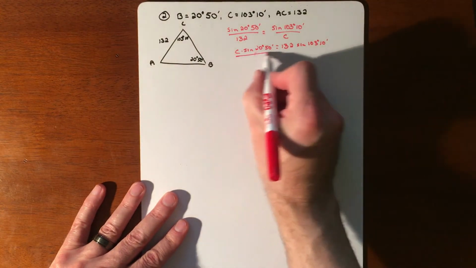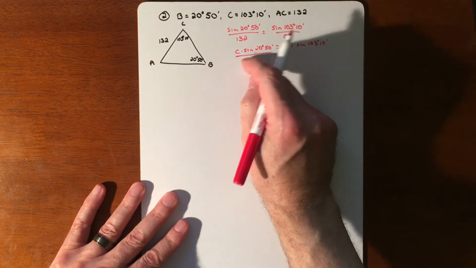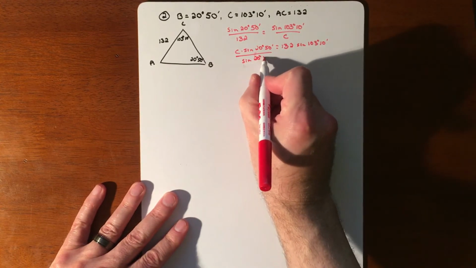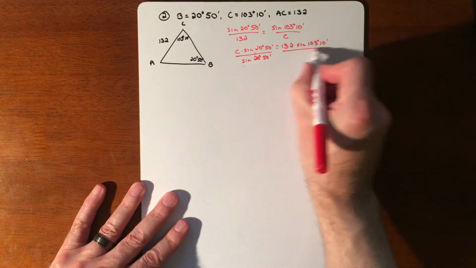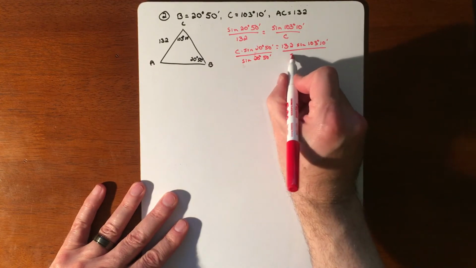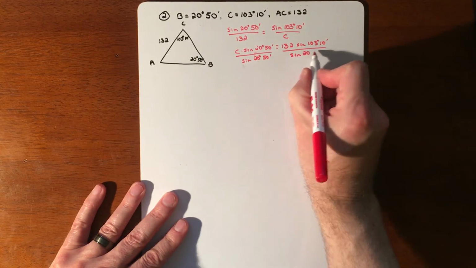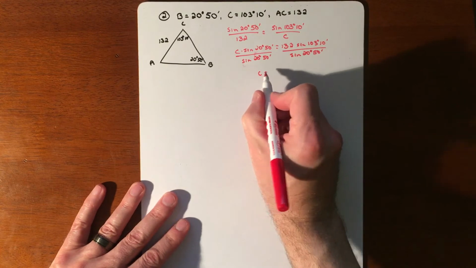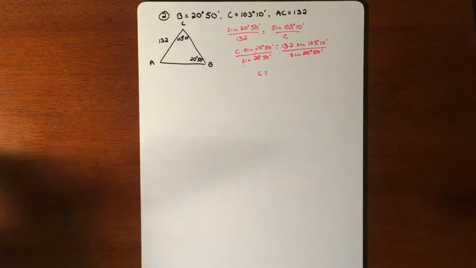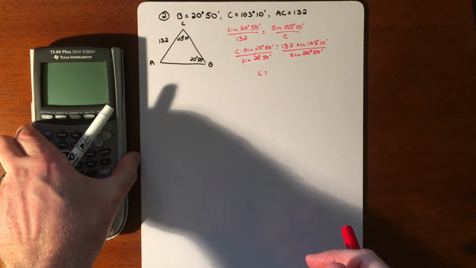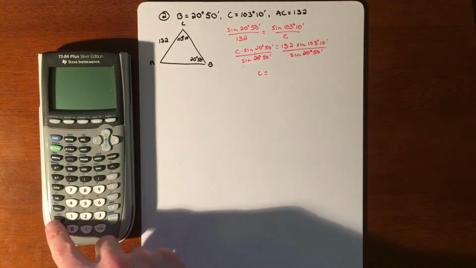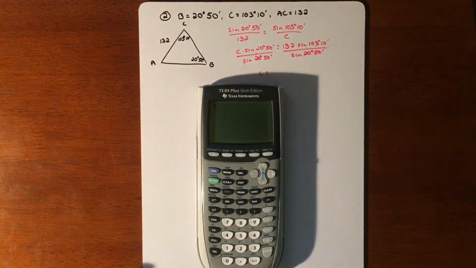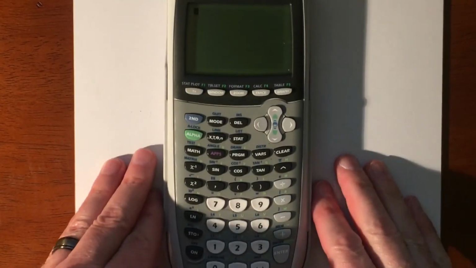And then we're looking to get C by itself, so we're going to divide by sine of 20 degrees, 50 minutes. And we'll show that going into the calculator. Sine of 20 degrees, 50 minutes. So side C is going to equal, and when we plug this into the calculator, there is a nice feature on your calculator. Zoom this in just a little bit.